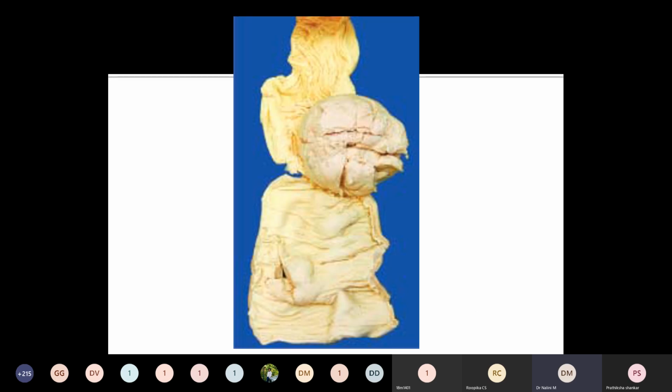So this is how it looks. You can see there's a polyp, this is a solitary form. Okay.